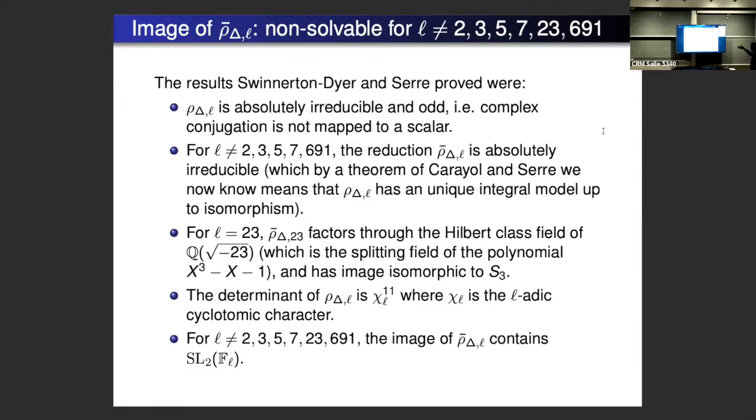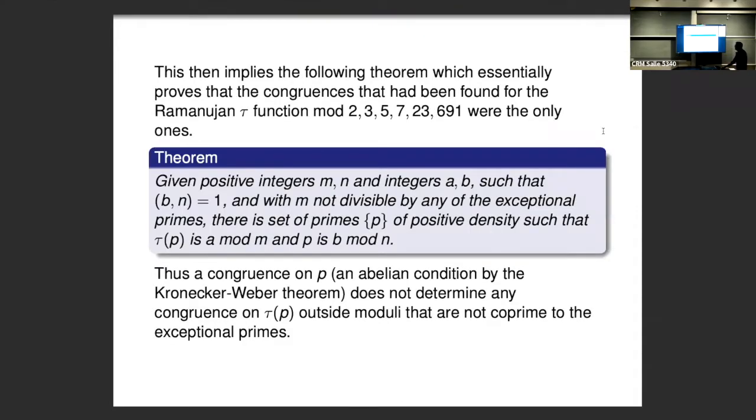Perhaps what required the most work is showing this last thing, that the image is in fact pretty large for most primes L outside this exceptional set. Using this, they could explain the fact that the Ramanujan delta function, the tau function, has no simple-minded congruences, related to sums of divisors, outside this set of exceptional primes. Because the image is non-solvable for L not equal to these primes, it's incompatible with tau having some simple congruence model.